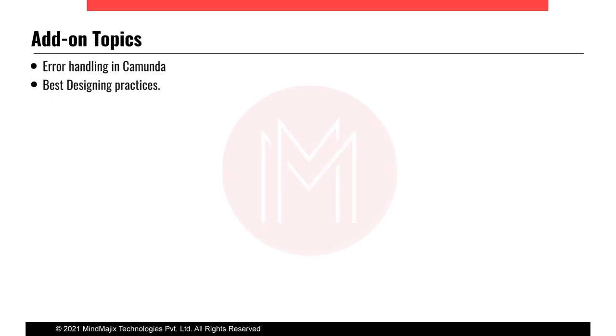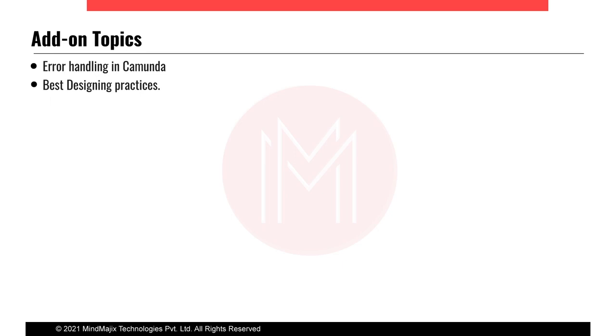Then we'll also be covering process versioning in Camunda. Process versioning is about when you are deploying multiple versions of the same BPMN process, how Camunda handles it, what the default configuration for it is, and if you want to customize it and handle it in your own way, how to do that as well. These things will be covered in process versioning of Camunda.